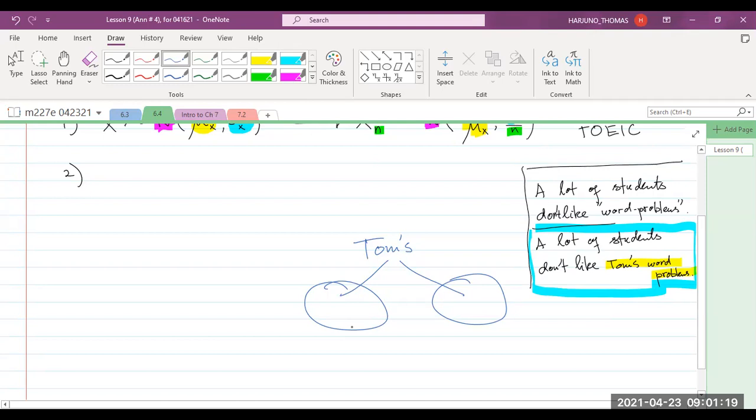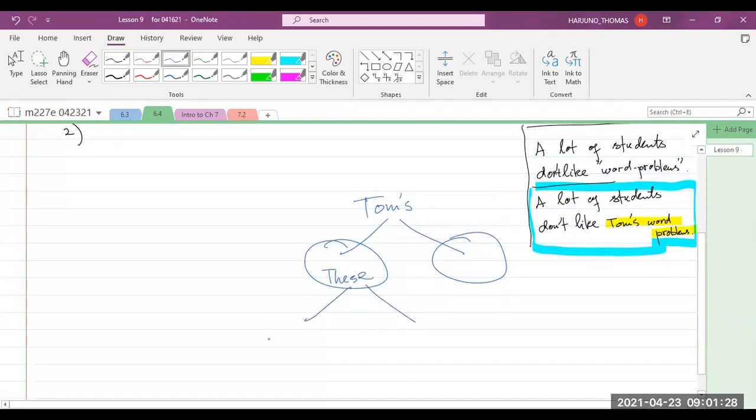And for these same students, ask them to take word problems from other teachers also. So besides taking tests from Thomas, take problems from other teachers. And then do word problems from other subjects. It doesn't have to be math.